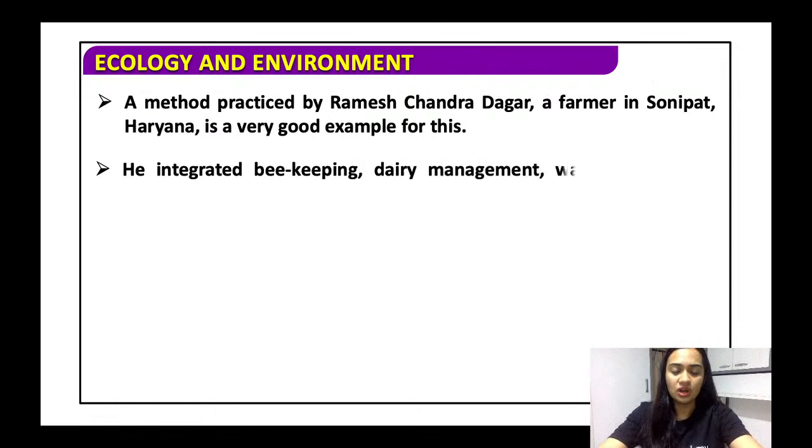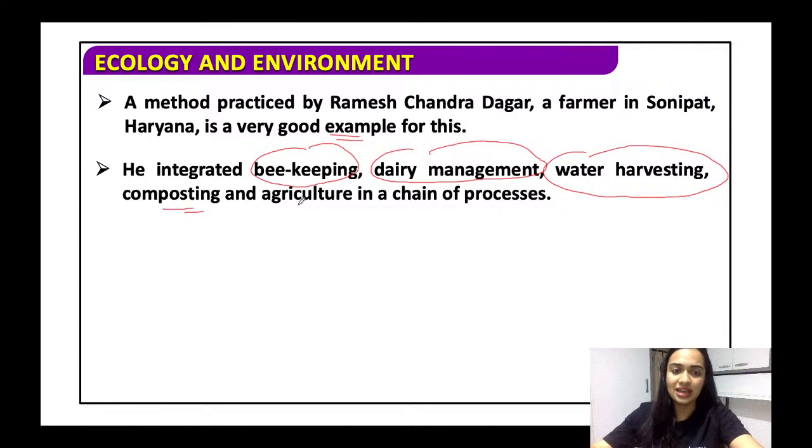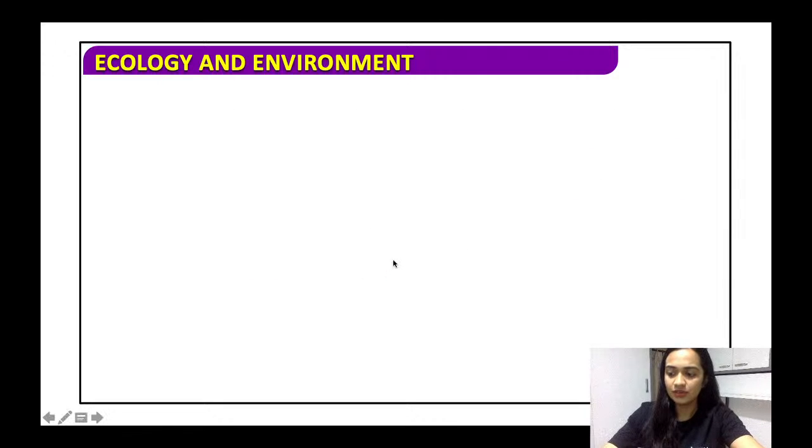So now a method practiced by Ramesh Chandra Dagar, a family from Sonipat in Haryana. So they are the best example for this method used. So they integrated beekeeping, dairy management and water harvesting, composting and agriculture in a chain of processes, ठीक है, इन्होंने एक चेन में कैरी आउट किया. सो ऑल दीज प्रोसेसेस दे फाउंड कि ये सब एक दूसरे को सपोर्ट करते हैं एंड दे अलाउ एन एक्सट्रीमली इकोनॉमिकल एंड सस्टेनेबल वेंचर, ठीक है.